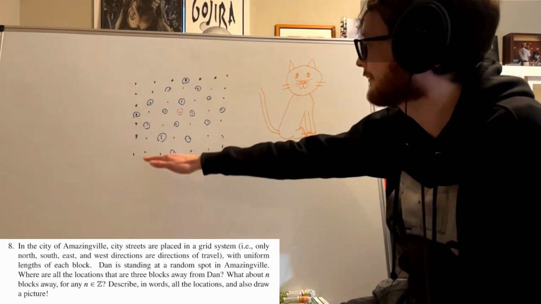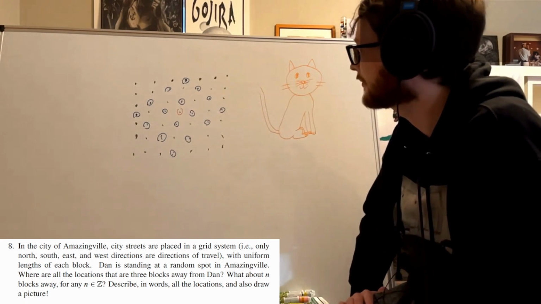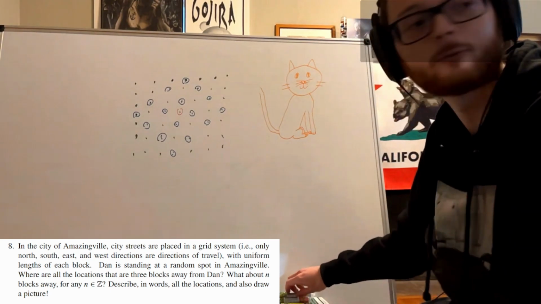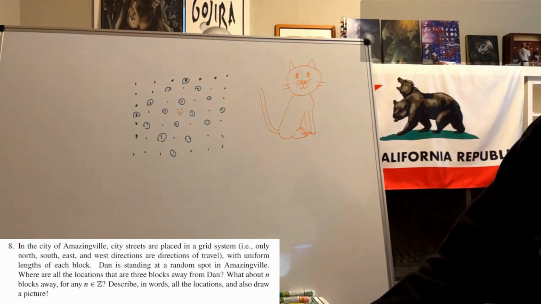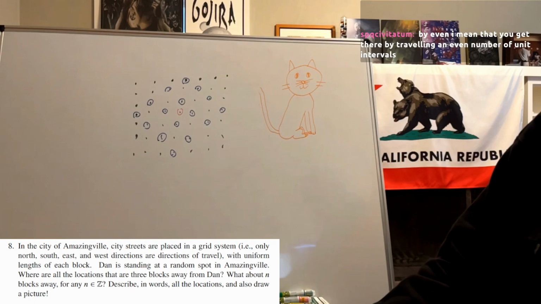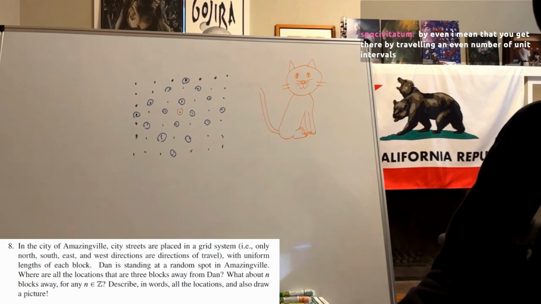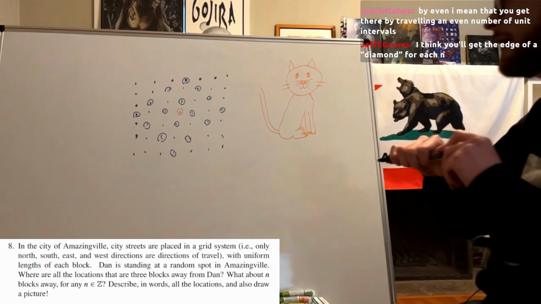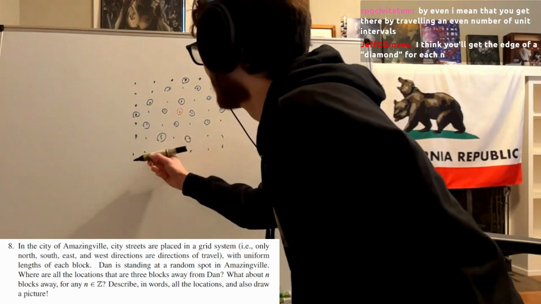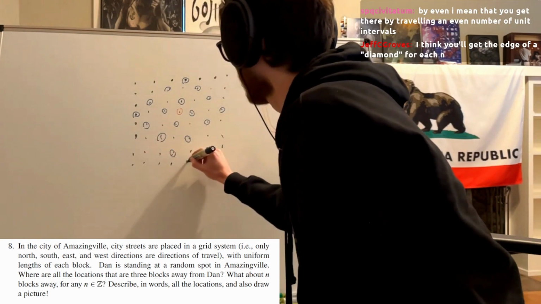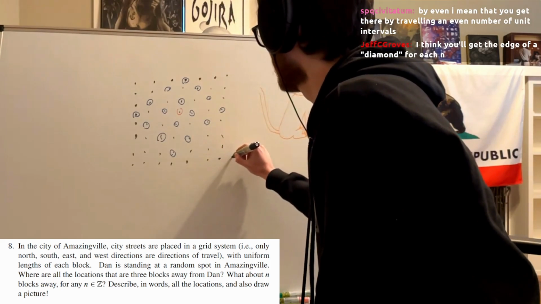We can do another thing of dots all around this and look at 4 blocks away as well, because we do need to work on it for n blocks. An even number of unit intervals. Oh, so you're already thinking about the n number of blocks. The edge of a diamond for each n. That's what I'm guessing too, Jeff. I guess that's what I would expect to happen. I guess let's try it for ourselves though and see.